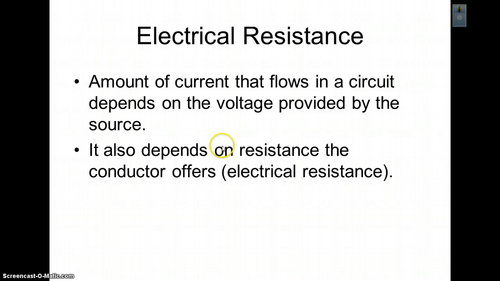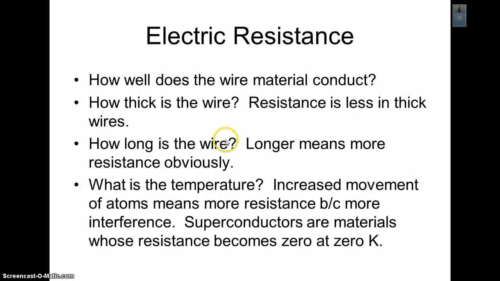By the way, now you can do problems on current. The next thing we want to talk about is electrical resistance. The amount of current that flows in a circuit depends on the voltage provided by the source. It also depends on the resistance the conductor offers, the electrical resistance.